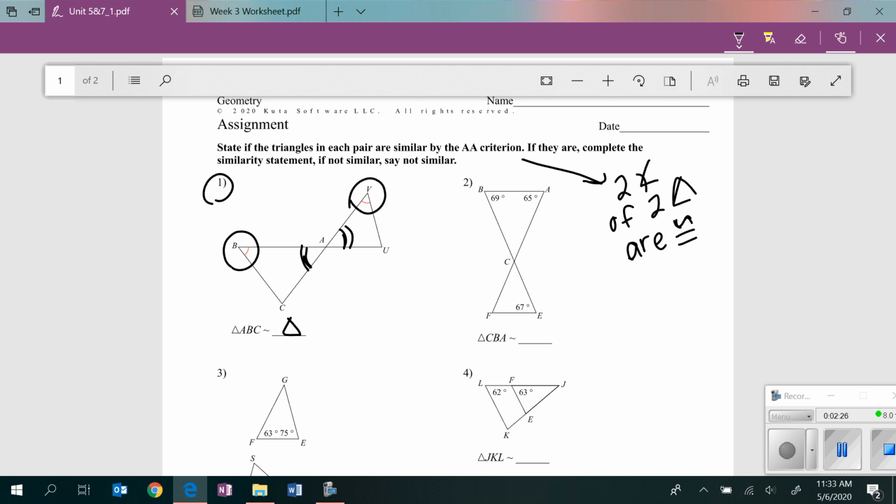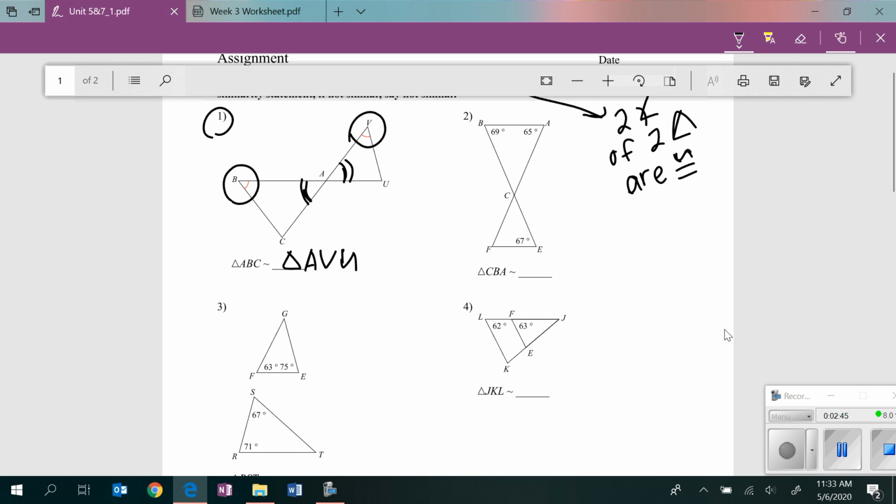Now to complete the similarity statement, I have triangle ABC is similar to triangle, and for ABC, we have to make sure that the parts of our triangle correspond. A corresponds to A on the other triangle, B corresponds to V, and C corresponds to U. Okay, that's it.